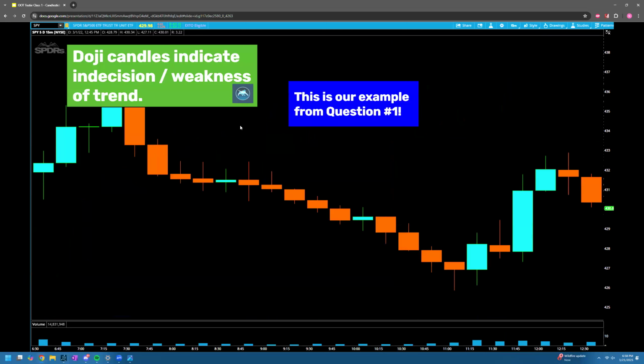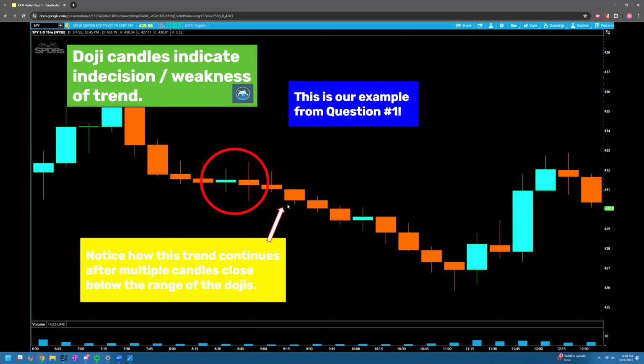Yeah, so you can kind of see, back to our example from question number 1, notice all these dojis right here. Price isn't really going anywhere. And the decision is made once we start to close below the range these dojis had created. So this is really more tradable than these dojis, right? Dojis really just indicate kind of nothing going on. It's just like, hey, nothing's really happening. Price isn't really moving. Nobody's really in control. It's a good time for you to just wait.